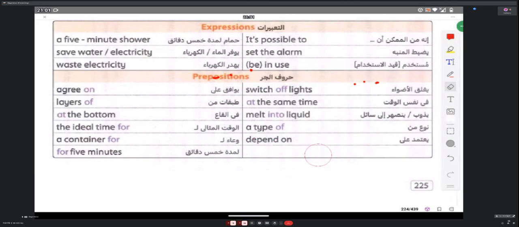Now, Lamar. A 5-minute shower. Save water or save electricity. Waste electricity. It's possible to set the alarm. Be in use. Arrange on layers at the bottom. The ideal time of a container for 5 minutes. Switch off lights at the same time. Melt into liquid. A type of. Depend on.